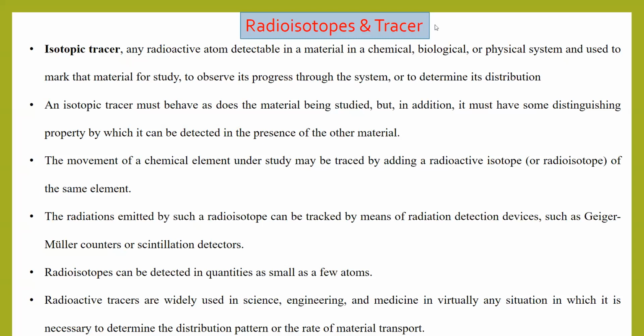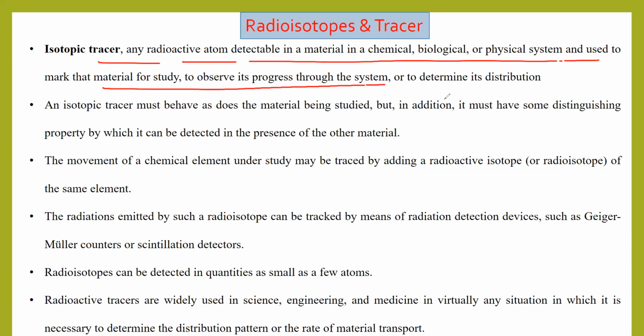Now, radioisotopes and tracers. What are radioisotopes? Radioisotopes we have discussed already, and now we have to discuss the tracers. So, the isotopic tracer technique. What is this? An isotopic tracer is any radioactive element detectable in a material, chemical, biological, or physical system and used to mark that material for history, to observe its progress through the system or to determine its distribution.